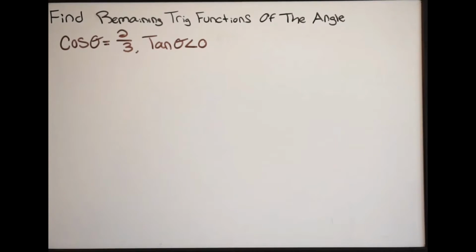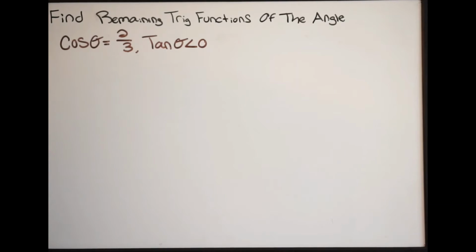Okay, so in this example, we're being asked to find the remaining trig functions of the angle. Notice here that we're given cosine theta, it's going to be 2 over 3, and tangent theta is less than 0, or in other words, it's going to be negative. Now, there are two different options you can use to solve this problem.